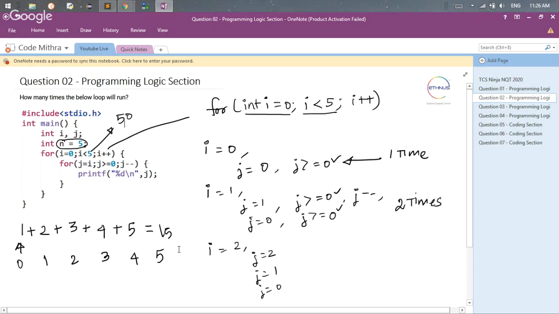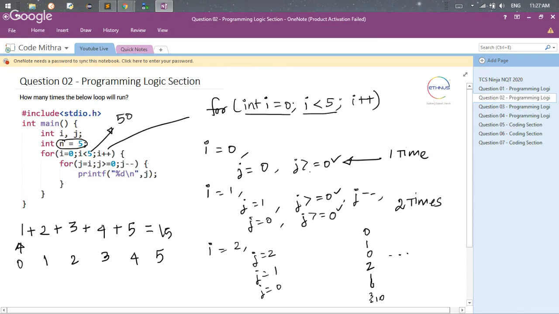Okay. The output of the below code will be: first time when i is 0, j runs only till 0, right? So for that, output will be 0. And next time output will be 1 and 0. Next time output will be 2, 1 and 0. Next time the output will be 3, 2, 1 and 0. Okay, and then it goes on and on. Okay, hope you understood this.